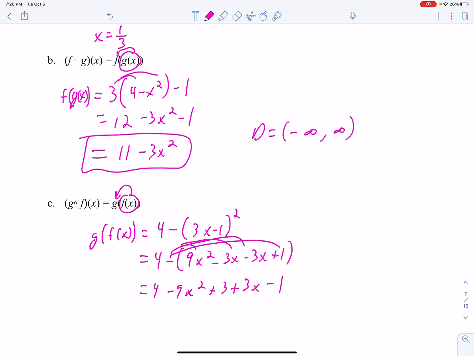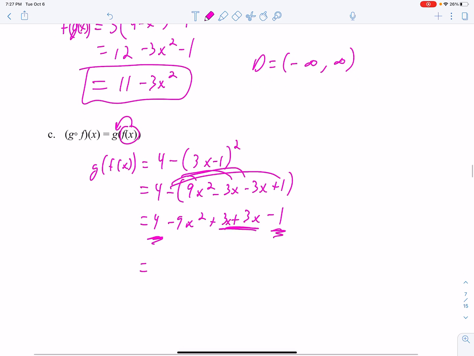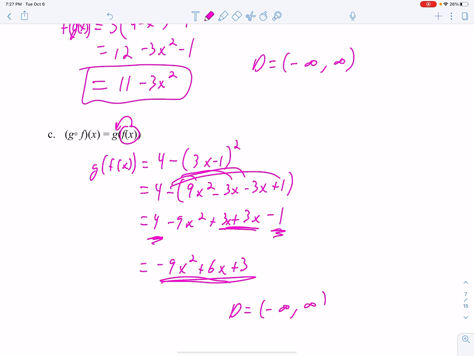So we notice we have some like terms, right? The 6x's here, and then we have the numbers here with no variables. So we can combine those. So we'll get negative 9x squared plus 6x, and 4 minus 1 is positive 3. So again, this is a polynomial. Again, it's a parabola. So the domain of all polynomials is negative infinity to infinity. All right.